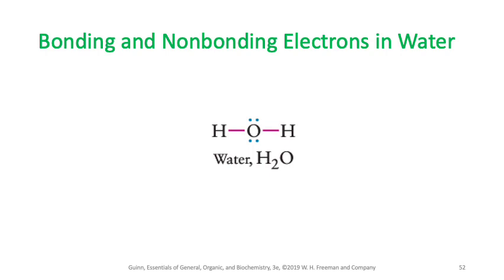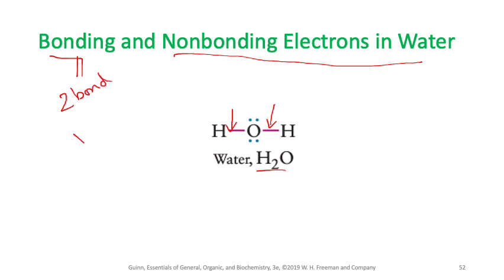So now let's try to do one problem here. Tell me how many bonding and non-bonding electrons you have in water. So this is the structure of water, H2O. How many bonding pairs do you have? This is 1 bond, this is the second bond, single. So you have 2 bond pairs of electrons.